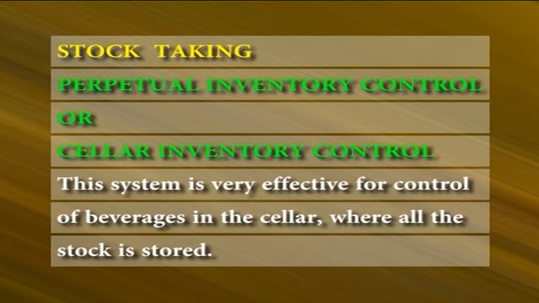Stock taking, perpetual inventory control or cellar inventory control. This system is very effective for control of beverages in the cellar where all the stock is stored. The constant updating of the stock in the cellar when beverages are received and issued is followed strictly. Bin cards for every bin are updated. As a result, the balance column in the cards should always tally with the physical stock.